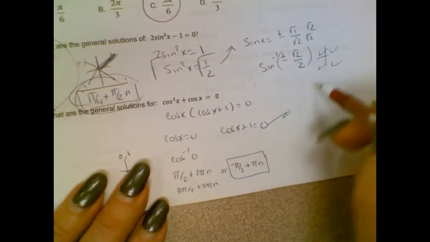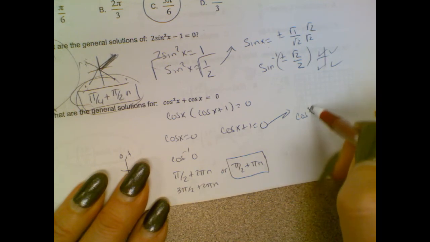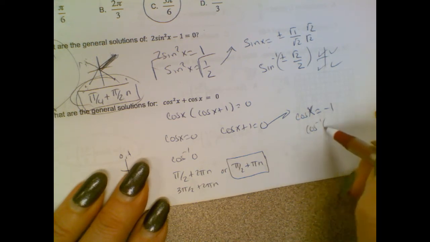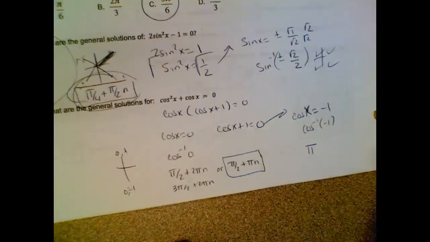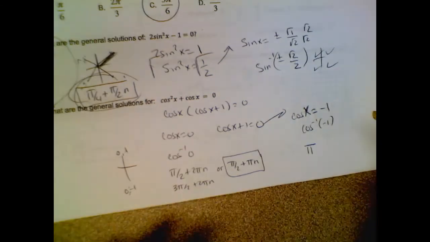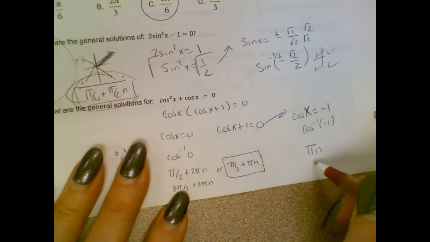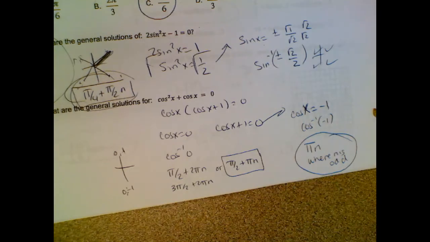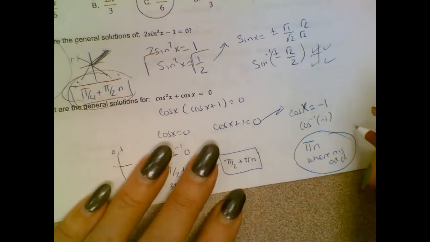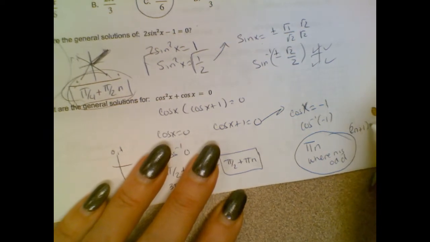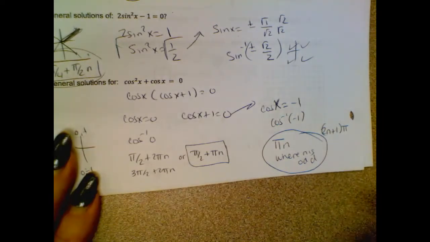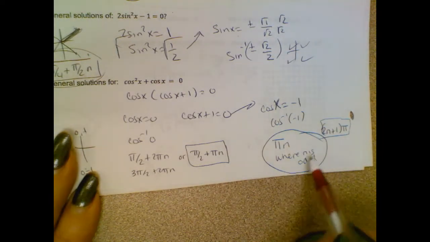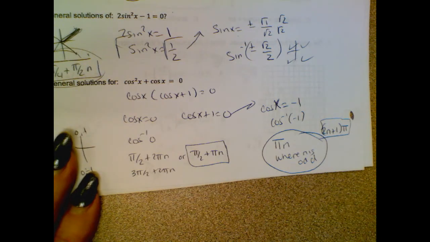Now, the second part is cosine x equals -1. So we want arc cosine of -1. When is cosine -1? That's only one place. That's at pi. But it's general solution, so it's pi n, where n is odd. If you wanted to actually show odd, you could go 2n plus 1 pi and not write where n is odd, because that means n is odd. That represents every odd number in the world. So you could do this, or you could say pi n where n is odd. That's general solutions.